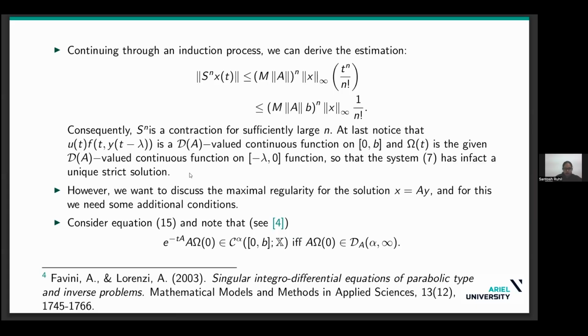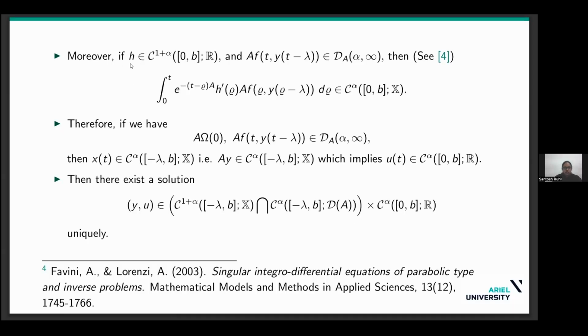Our non-degenerate system has a unique strict solution, but we want the maximal regularity of the solution x, which is given by this Ay. For this we need some additional conditions, so consider equation 15, which was our mild solution. Note that this exponent term, e^(-tA) applied to omega 0, will be in the Holder continuous space if and only if A omega 0 is in this interpolation space. Moreover, if h is in this C^(1+alpha) and this AF is in this interpolation space, then this convolution term will be in this C^alpha space.